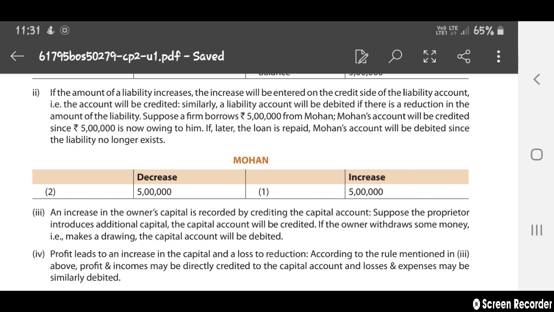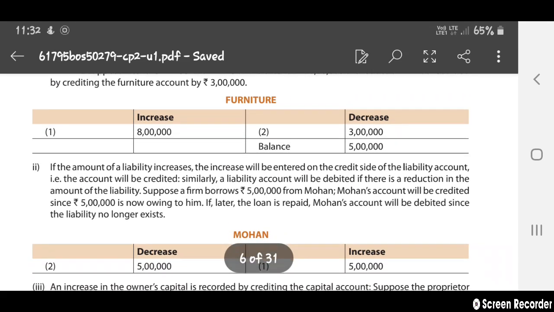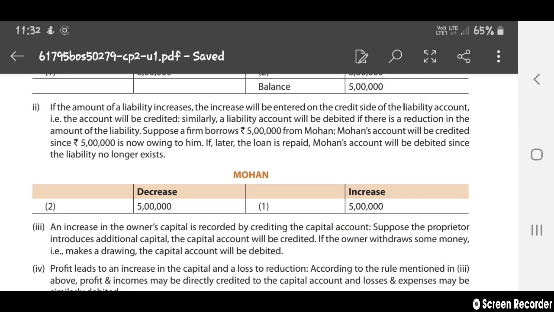Like that only, in the next question they are asking: if the amount of a liability increases, the increase will be entered on the credit side of the liability account, and the account will be credited. Similarly, a liability account will be debited if there is a reduction in the amount of liability. Suppose a firm borrows 5 lakh from Mohan. Mohan's account will be credited rupees 5 lakh, as it is now owing to him. If later the loan is repaid, Mohan's account will be debited since the liability no longer exists. So here you are giving money and taking money, so the decrease is 5 lakh.